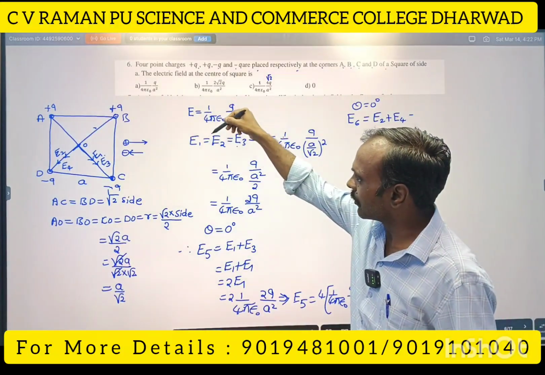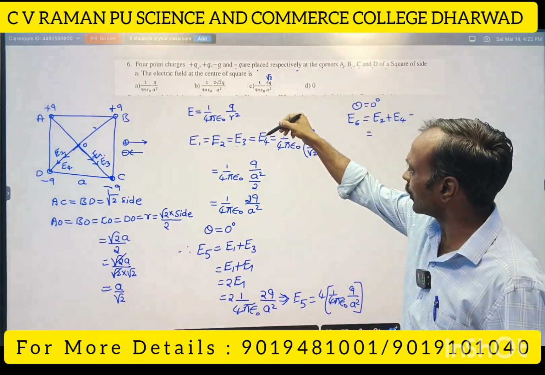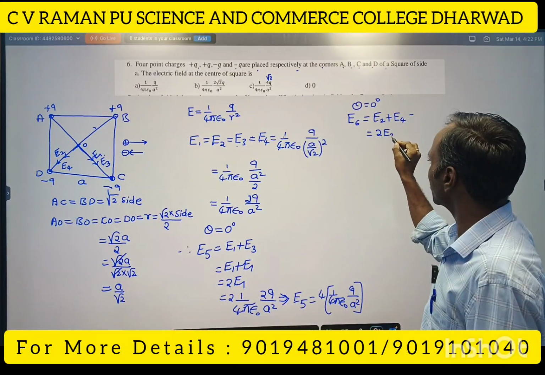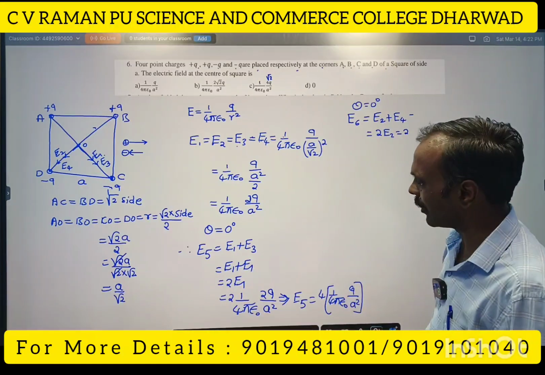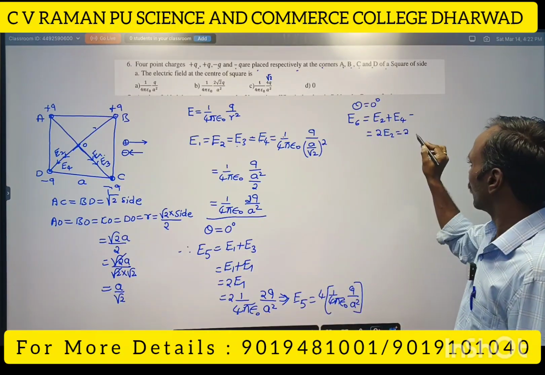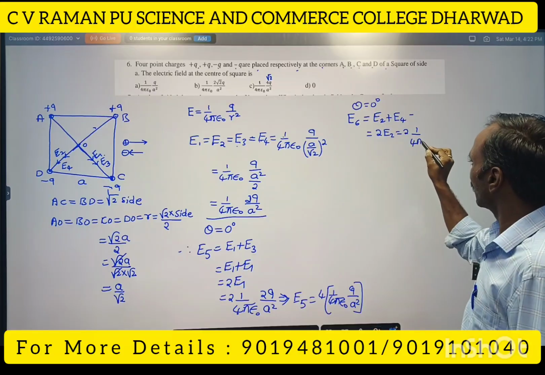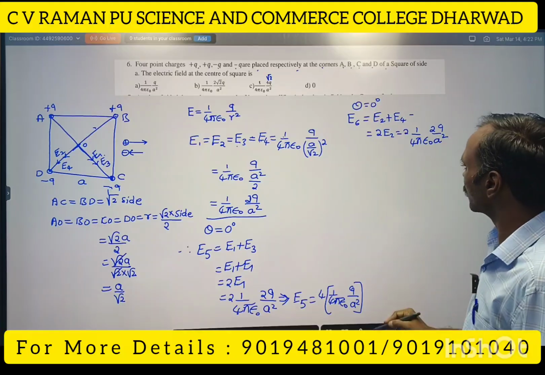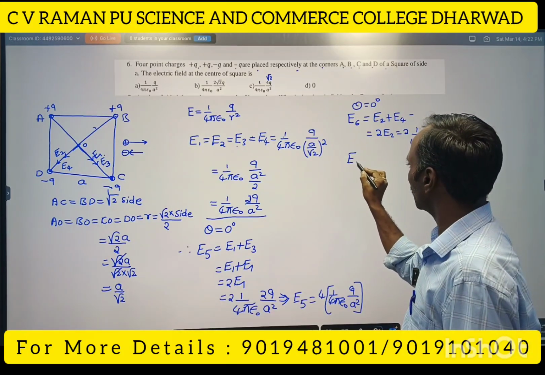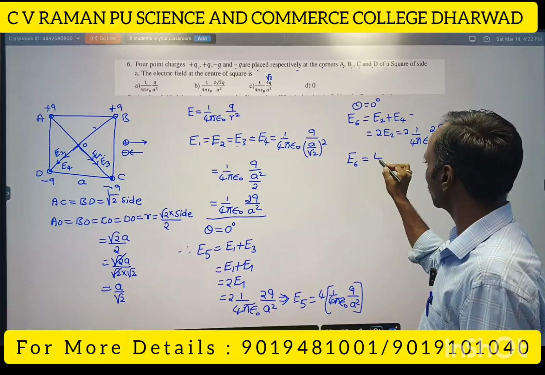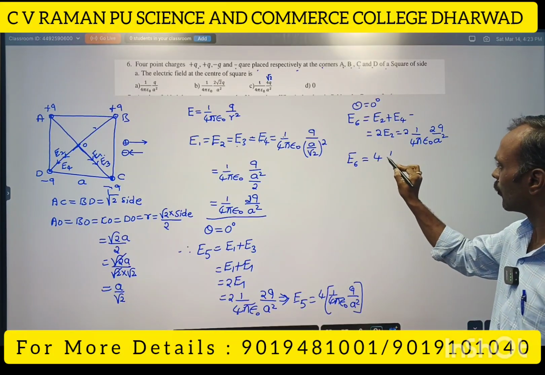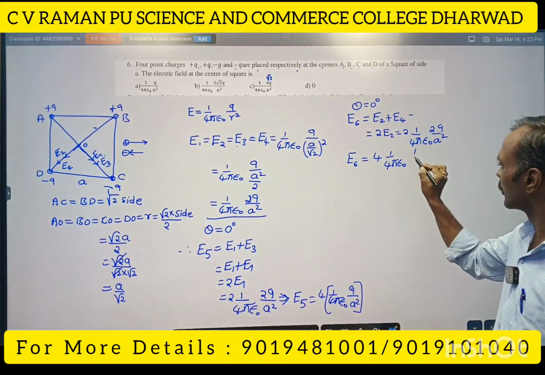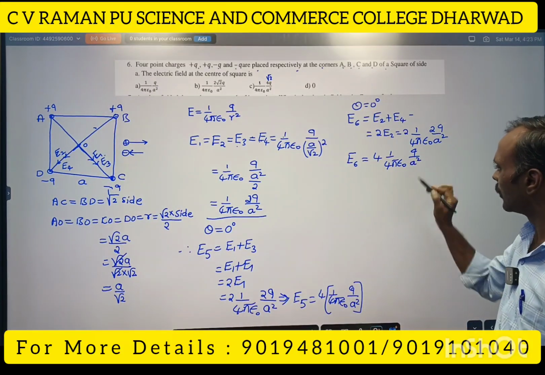Now see, according to this, E1 equal to E2 equal to E3 equal to E4. So E2 is equal to E4. Then I can write it as 2 times E2. What is the value of E2? 1 upon 4 pi epsilon naught 2q divided by a square. E6 is equal to 2 into 2, 1 upon 4 pi epsilon naught q divided by a square we have.